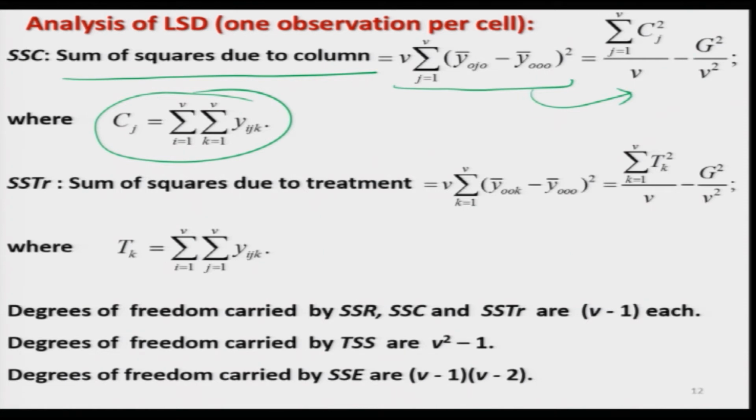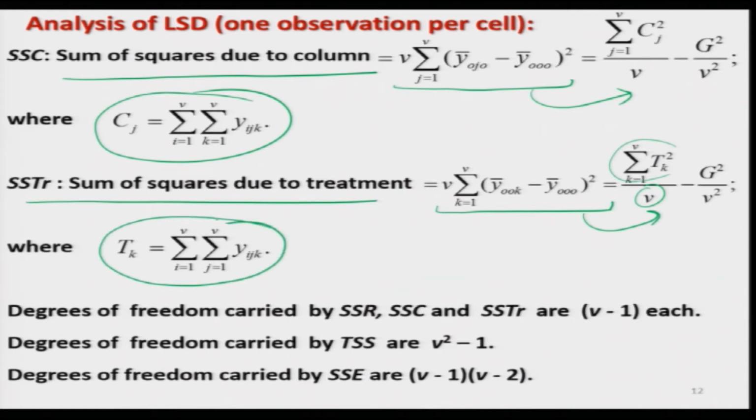And similarly, you can obtain the sum of squares due to treatments, which is equal to v times the summation over k of (ȳ_..k minus ȳ_...) whole square. If you simplify it, this comes out to be the summation over k of T_k square divided by v minus G square upon v square, and the treatment total is given by T_k, which is the double summation over i and j of y_ijk.